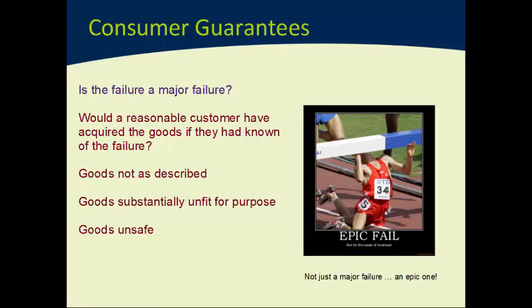If you believe that you're buying one thing and it turns out you're buying something completely different, well then that would be a major failure. If the description of the goods that enticed you into the contract turns out to be a lie, an extension of the truth, and you would not have acquired the goods if you'd known the truth, well, you've got a major failure.